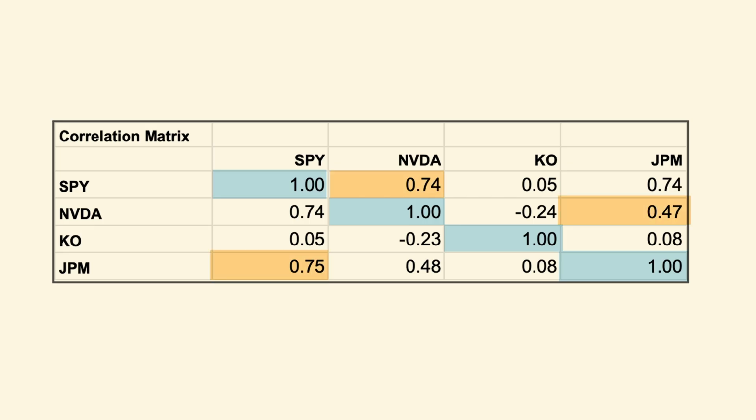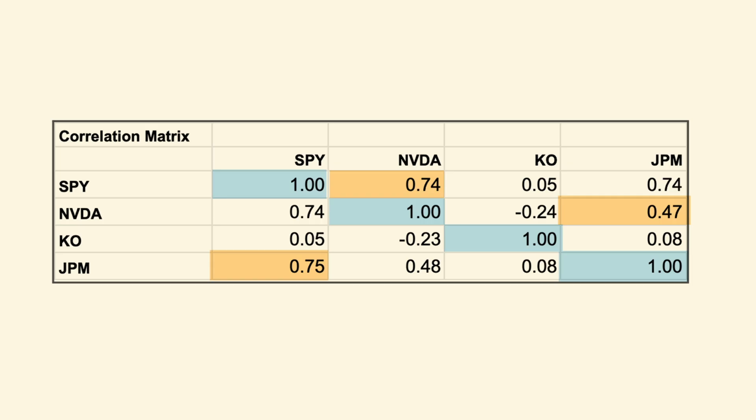In our example, you can see some correlation groupings. SPY and NVIDIA at 0.74, SPY and JP Morgan at 0.75, and NVIDIA and JP Morgan at 0.48. These are relatively high positive correlations, which tell us these assets tend to move together.